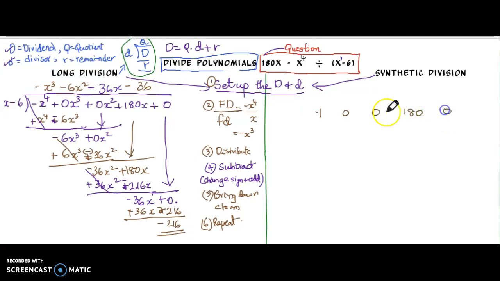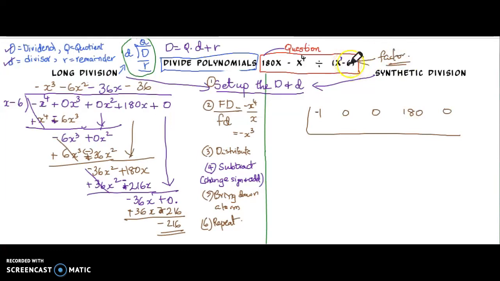80 and 0. Fourth degree term, third degree, second degree coefficient, first degree coefficient, and the constant, which is the coefficient itself. And then you write a big L-shaped line like that. And then this is the factor. X minus 6 is the factor that we are checking, or the divisor, in the form of a factor, right?